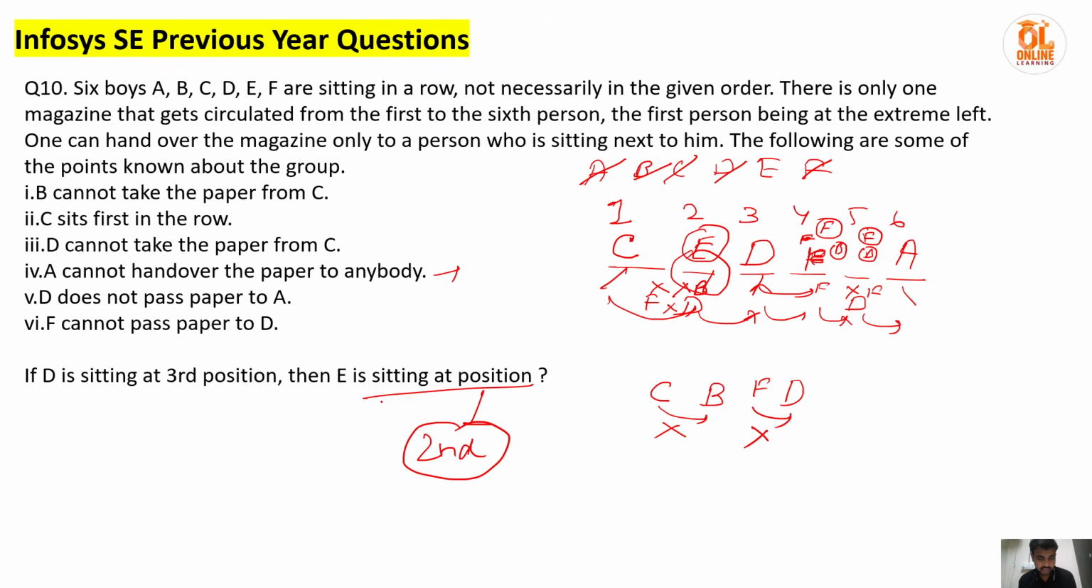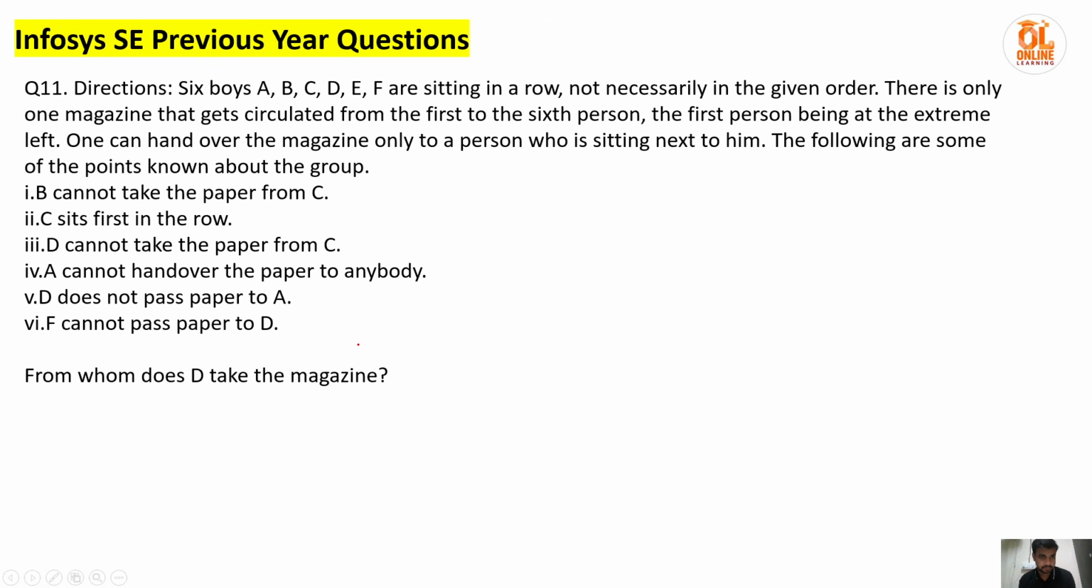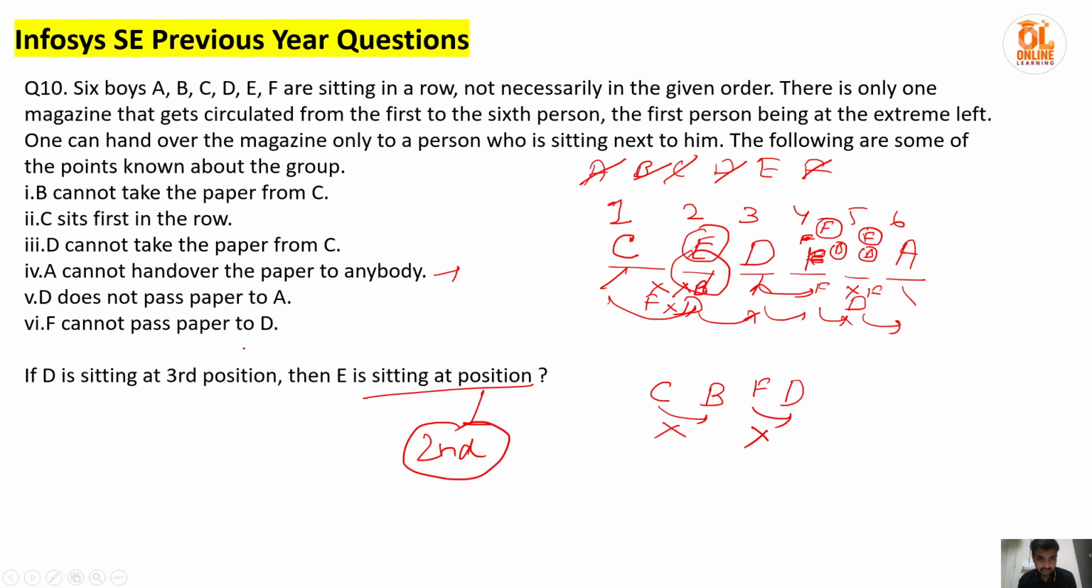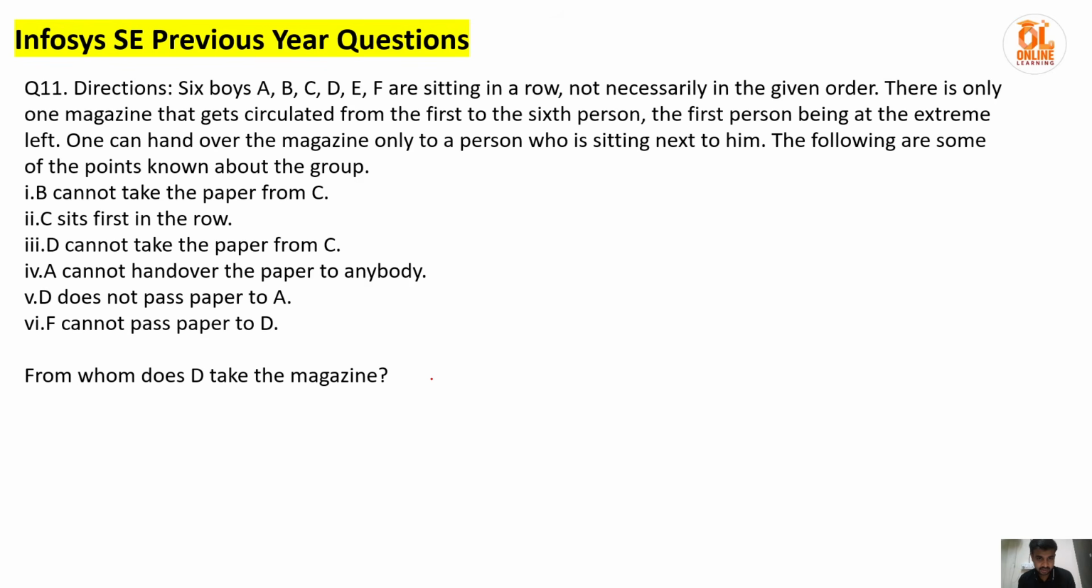I hope you have understood. Now let us move to the next question. They are also following the same question. From whom does D take the magazine? See D. So from whom does D take the magazine? It is E. D takes the magazine from E. The right answer is E. Now let us move to the next question.